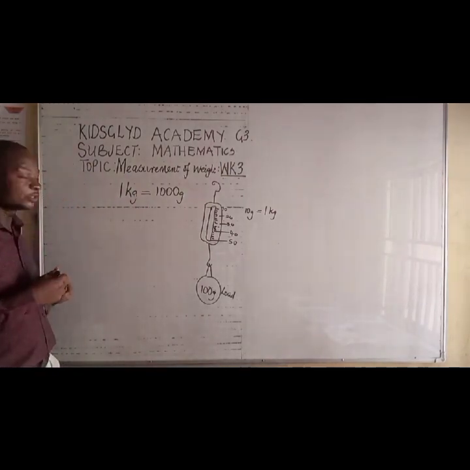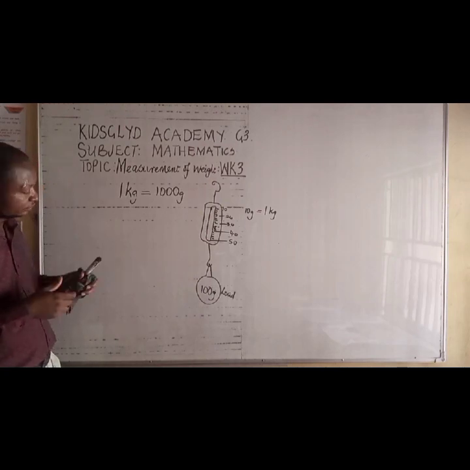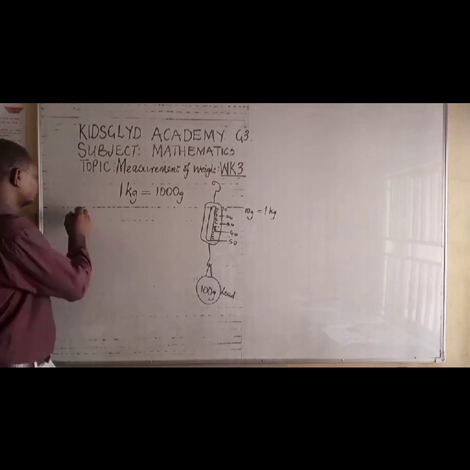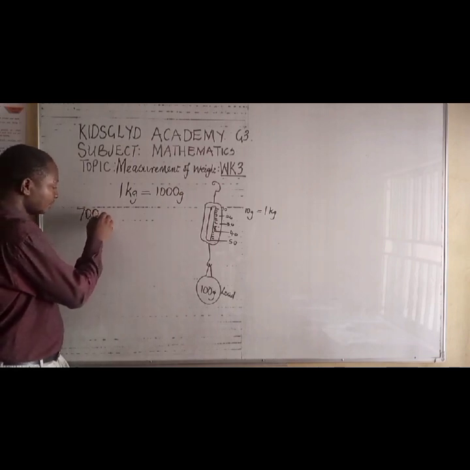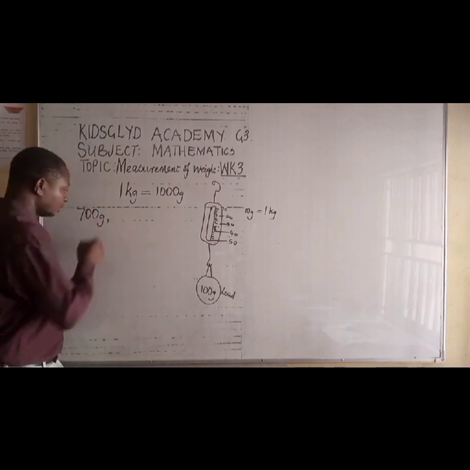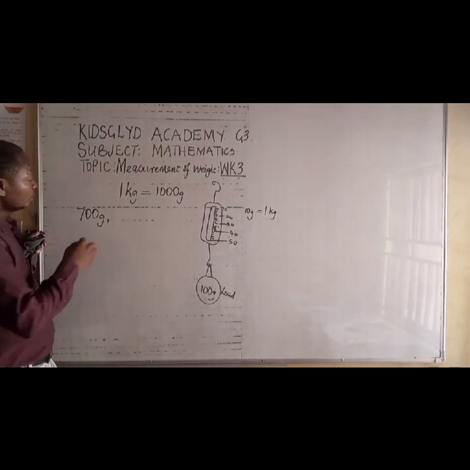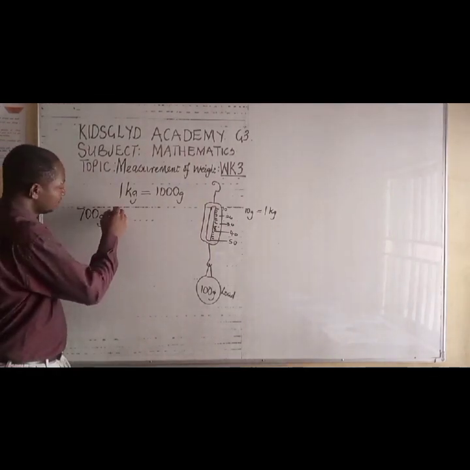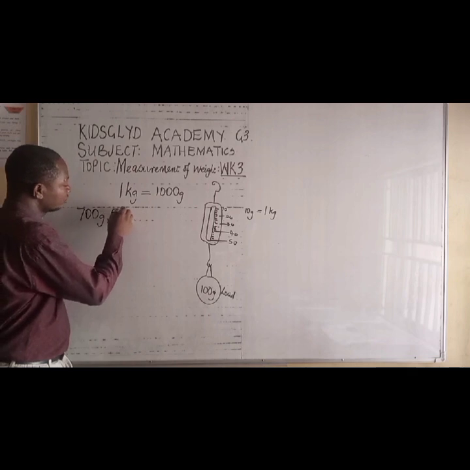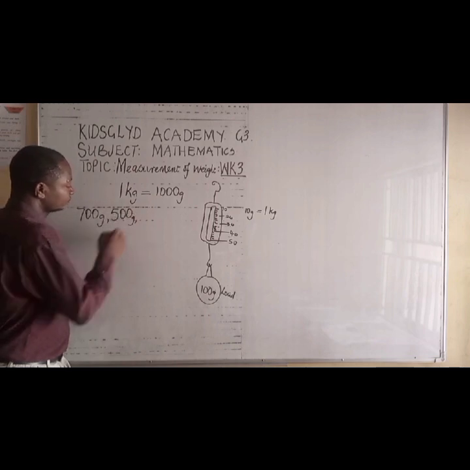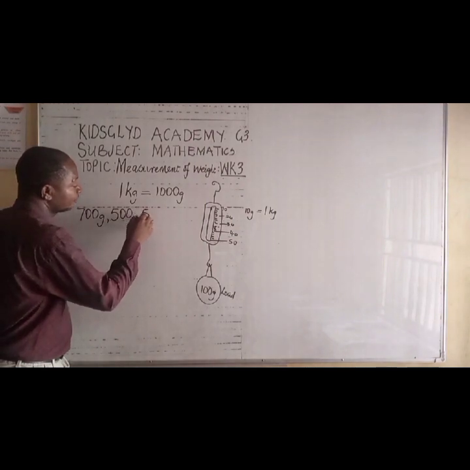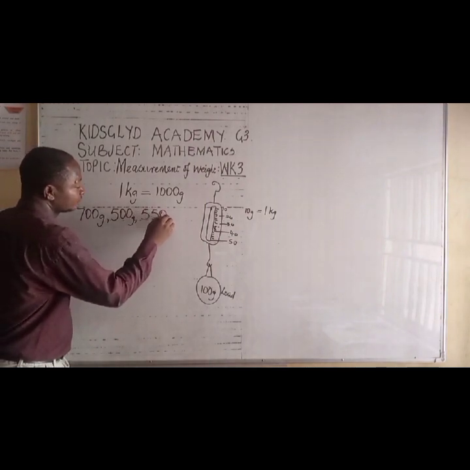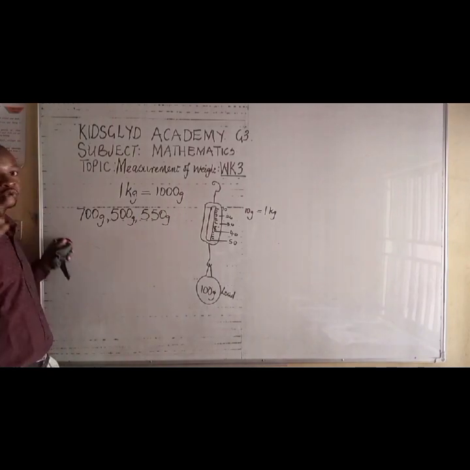If I, Mr. Michael, weigh 700 grams, Sean weighs 500 grams, and Lotta weighs 550 grams. Now, two questions are coming.